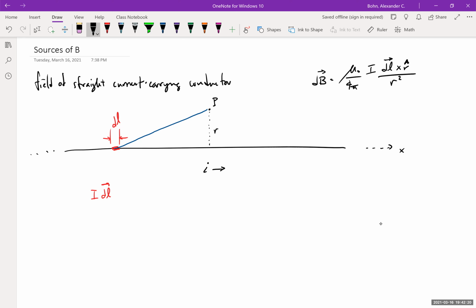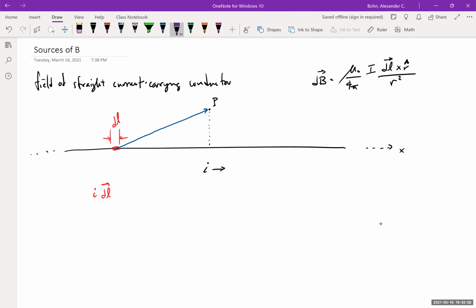Right? Right. I'm going to keep my symbols consistent. I'll use a lowercase i for current, dl for the length, and we need to know the distance between this blue line that we just drew. That's vector r. That's a little bit confusing. There's two different r's here. I'm going to go ahead and label this guy a for now, so that I don't get confused.